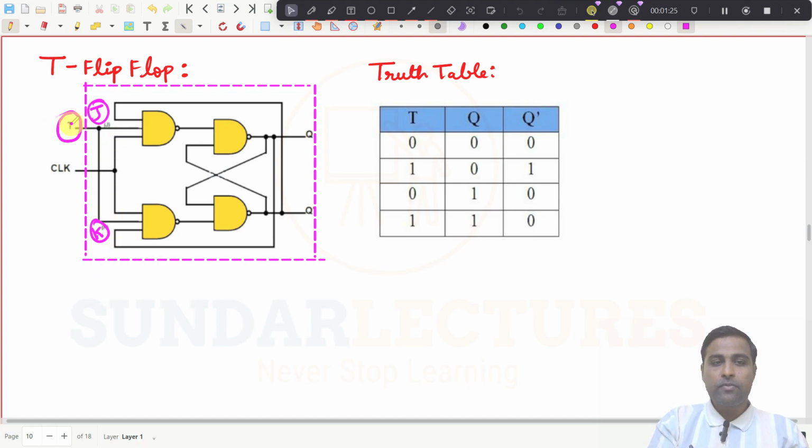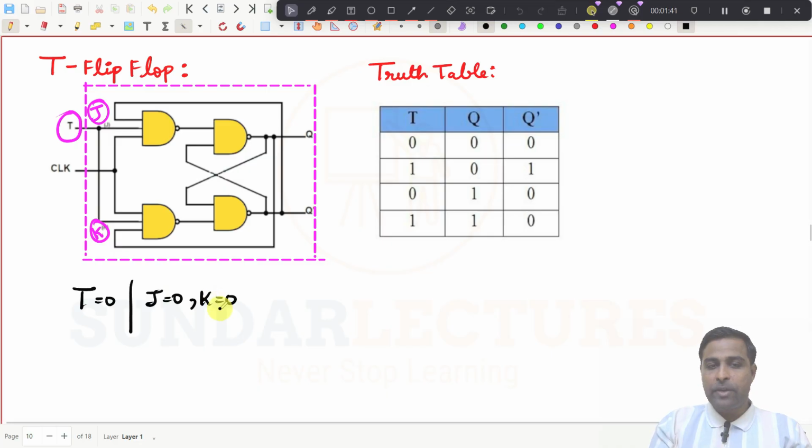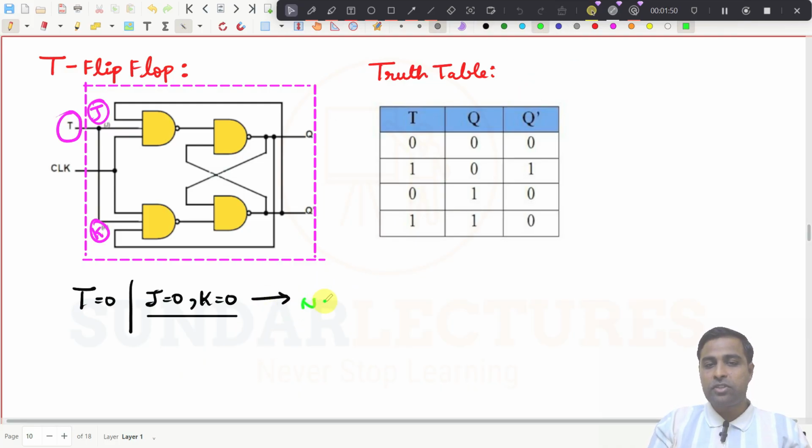What happens? If you give T is equal to 0, both J and K will become 0, right? If T is equal to 0, J will become 0 as well as K will become 0. And what is this condition? If J is equal to 0, K is equal to 0, you know that this condition is nothing but the no change condition, same as the previous state, right?